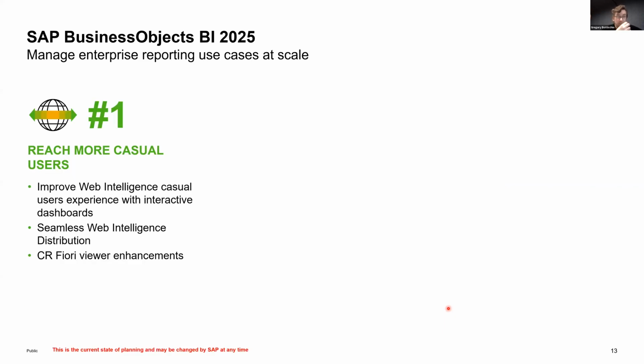Now coming to the three themes we have for BI 2025. Priority number one, reach more casual users. We want to improve the casual experience when they consume reports and interactive dashboards. Second objective, seamless Web Intelligence distribution. It means that we want to give you the opportunity to reach more end users than you might have today using Web Intelligence. For this, we have a strong proposal to share with you.